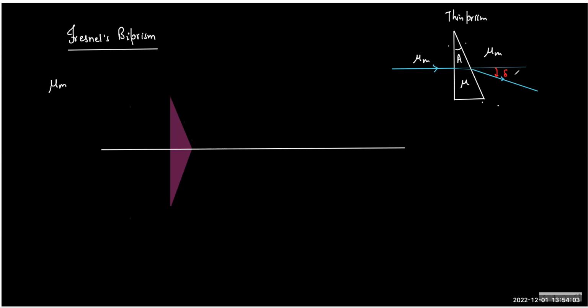So this is called the angle of deviation. The incident beam and the refracted beam will differ in path, and the path will turn by the angle delta. Delta is called the angle of deviation.